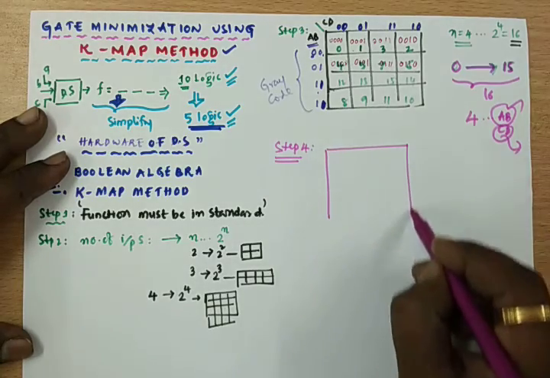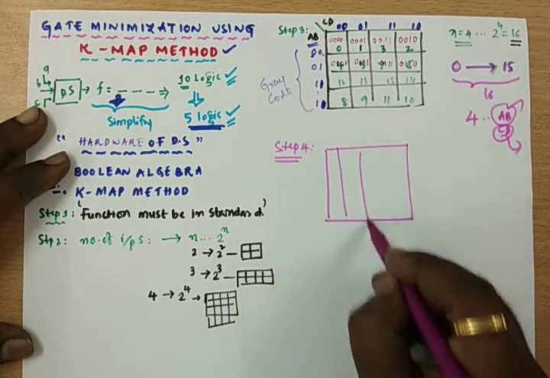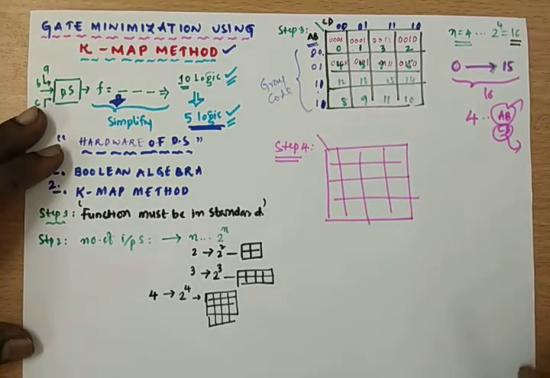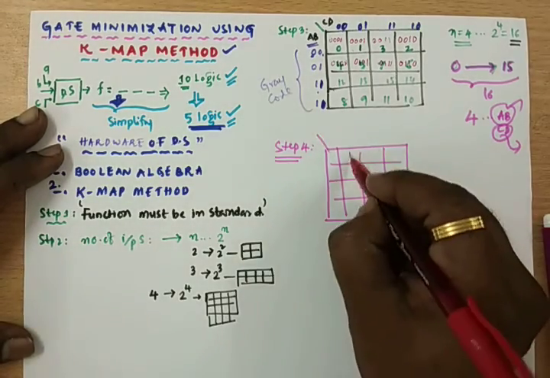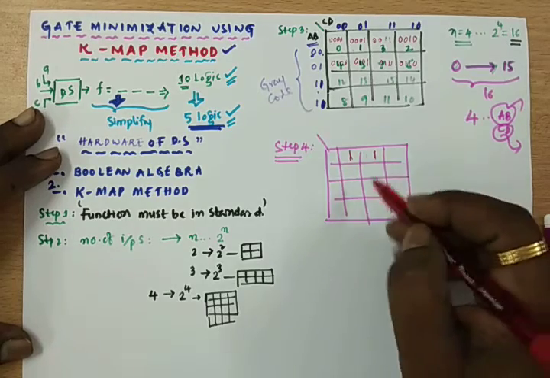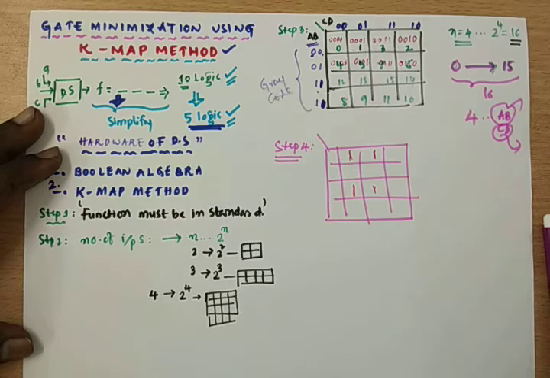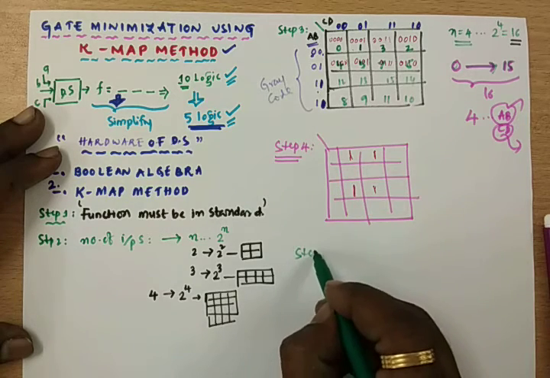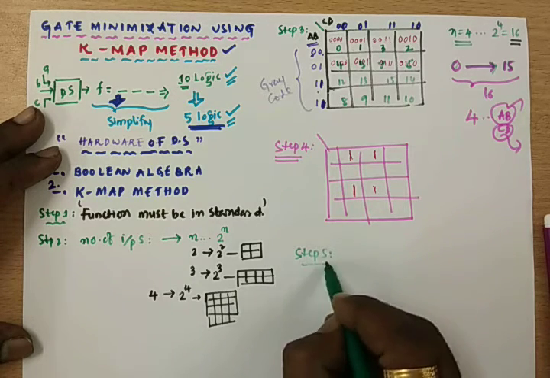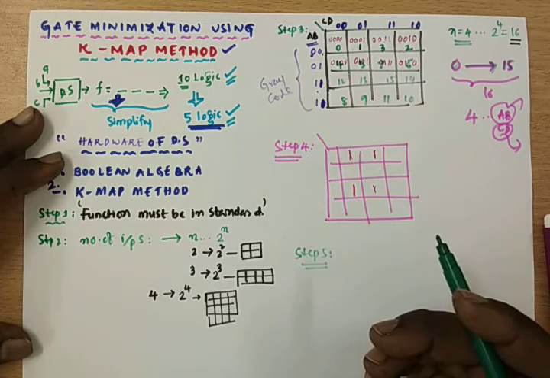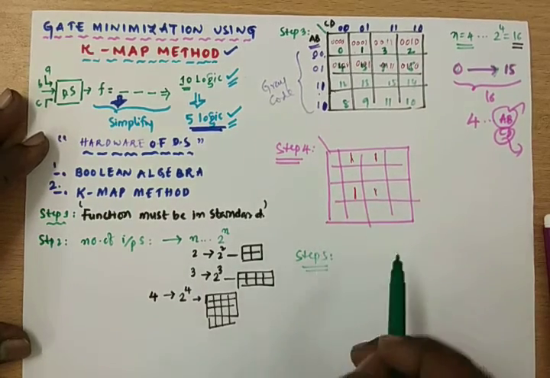Now I am going with the cells. For example, this is like this. If it is SOP, we have to represent with the 1s. If it is POS, we have to represent with the zeros. Whatever we have, we have to represent. This is step 4. And step 5 is nothing but we have to form the groups with the adjacent cells.